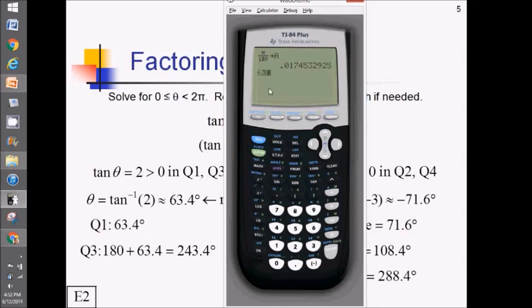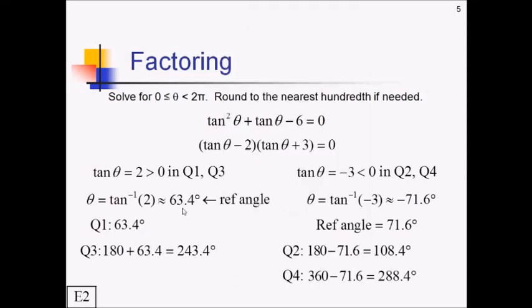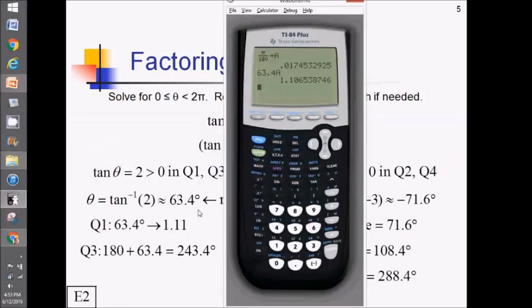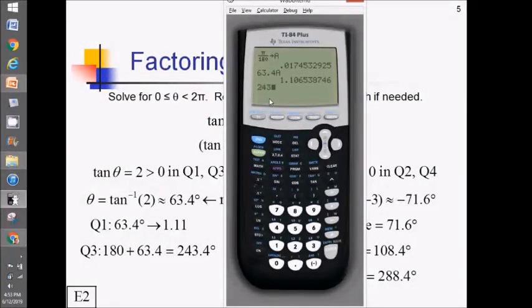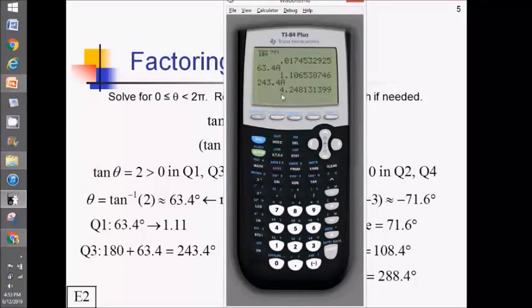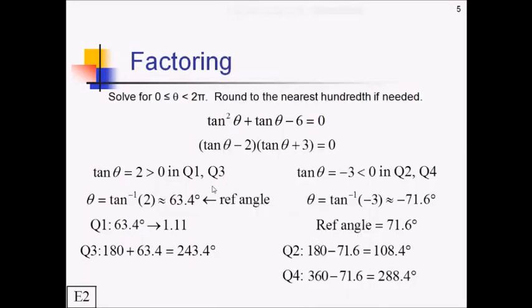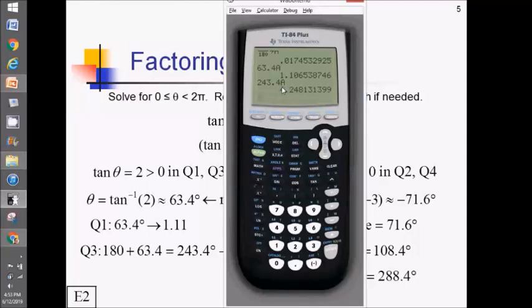We've got 63.4 times alpha a, or times pi over 180, comes out to 1.11 radians. Very good. And next, I want to do 243.4 times alpha a, and that comes out to 4.25 radians. So if you're going to be doing this a bunch of times, this is a nice little shortcut with this stored value here.